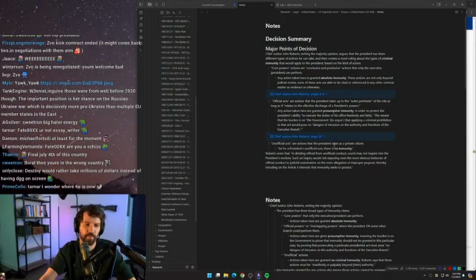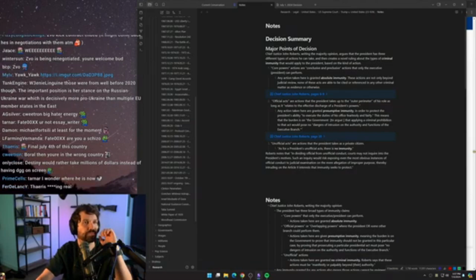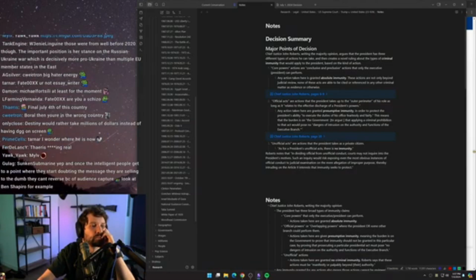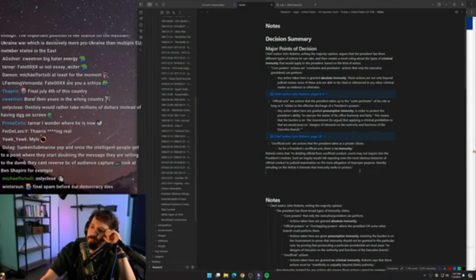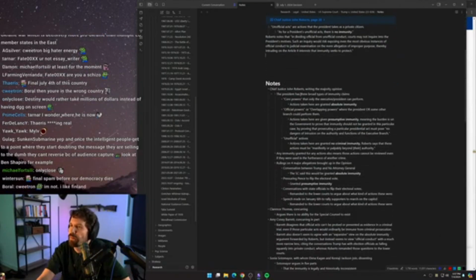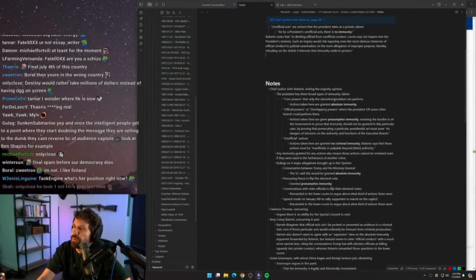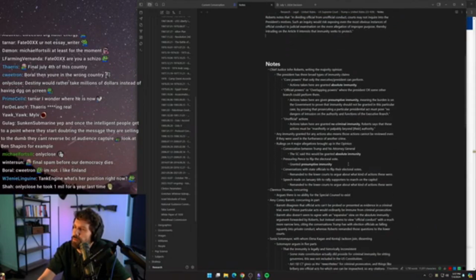Okay, am I missing anything else? Core powers, official overlapping powers, actions, any immunity granted.